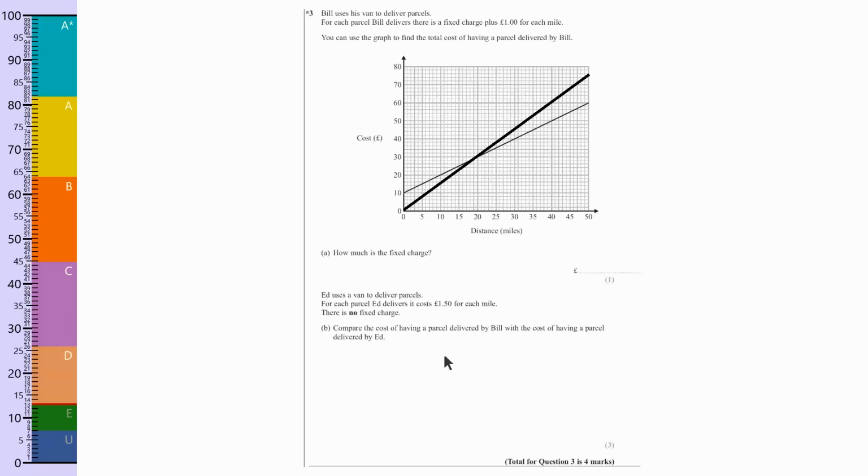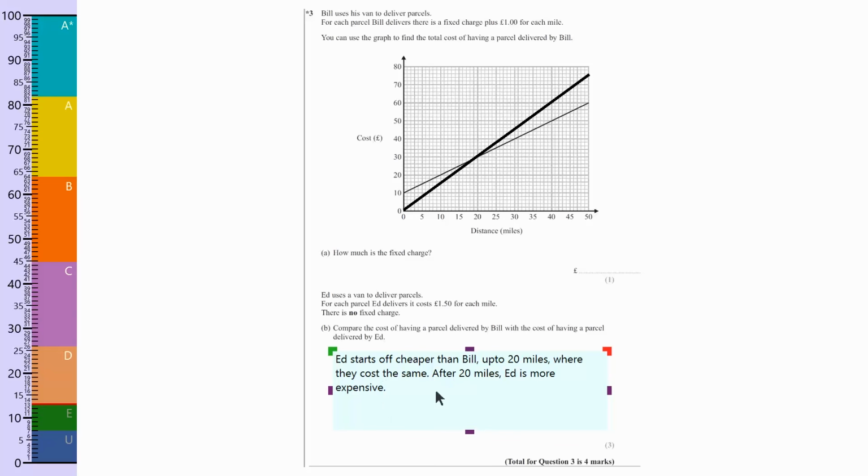Okay, so let's try and write in an answer to this. Okay. So it says compare the costs. So we would say, just move this down here. And what is it called? It's Bill. Right, so Ed starts off cheaper than Bill up to 20 miles where they cost the same. After 20 miles, Ed is more expensive. Okay, and an answer like that is absolutely fine.